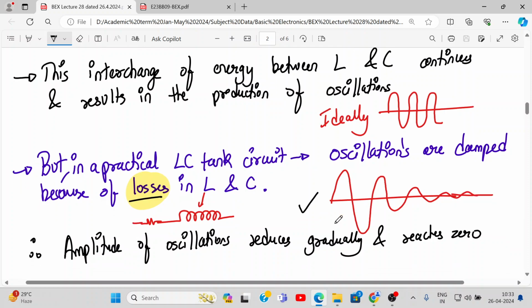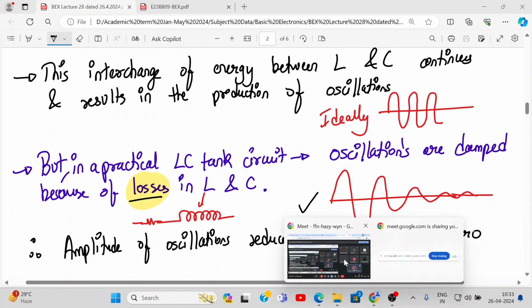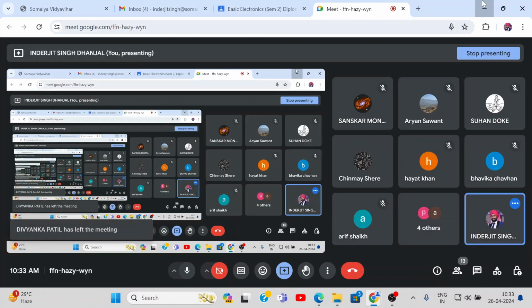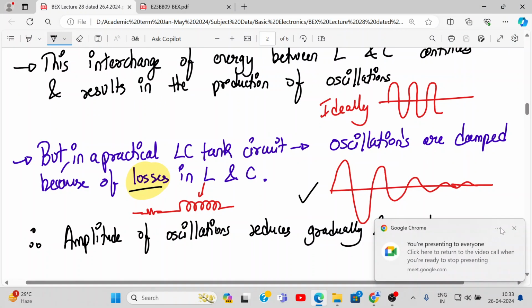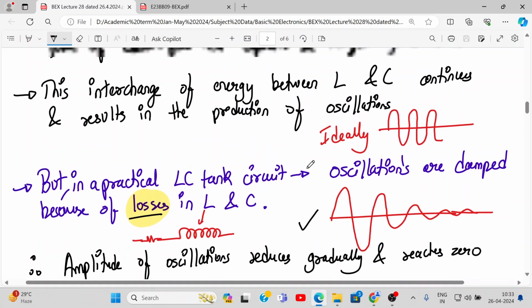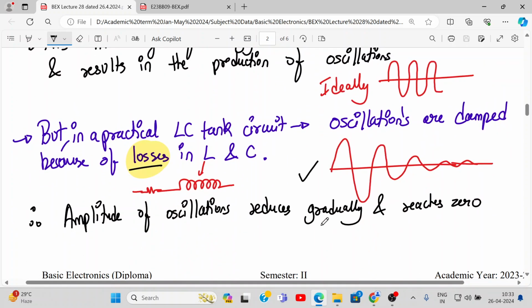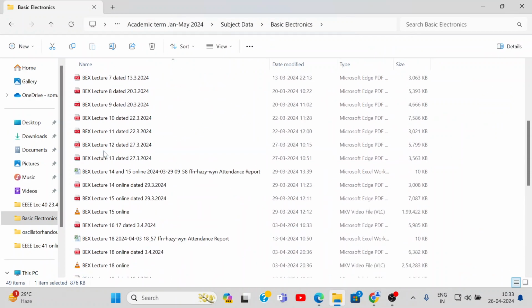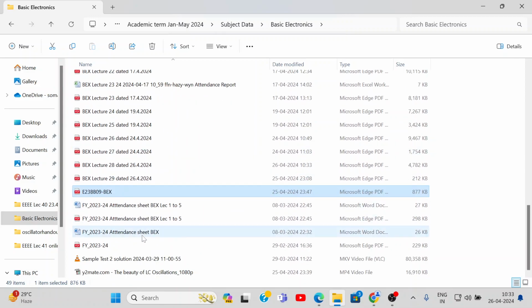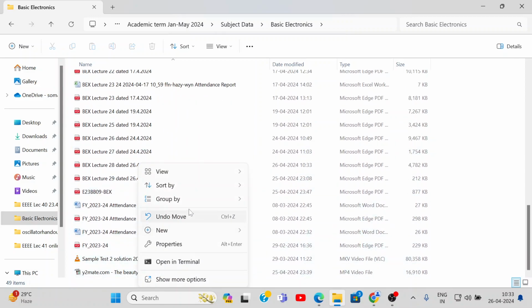Okay. So did you understand this, students? Yeah. Now I'll show you a video. Since I have already explained this topic, the video is explaining the same. So let me play that video for you all. It's the LC oscillation animations.